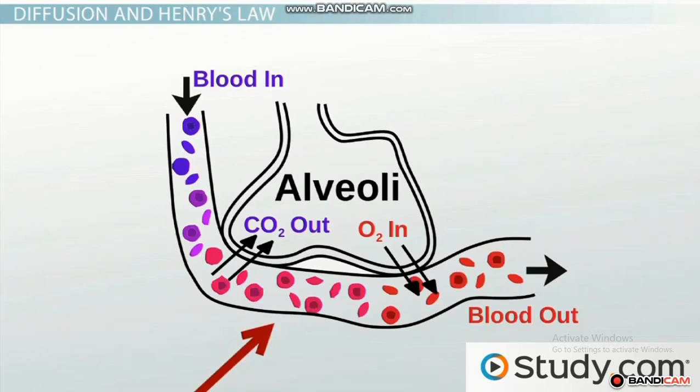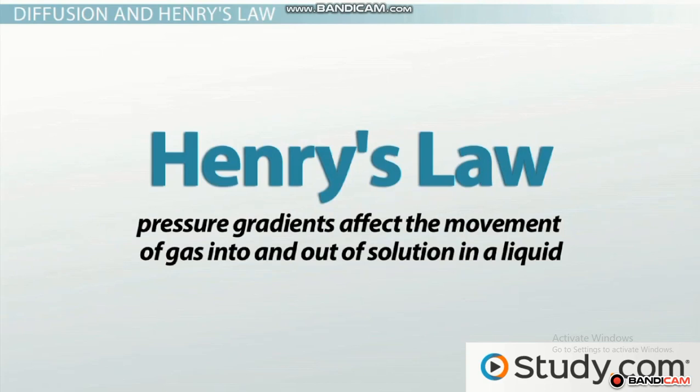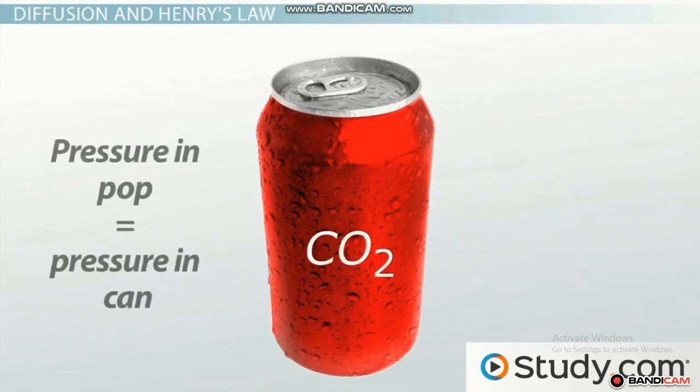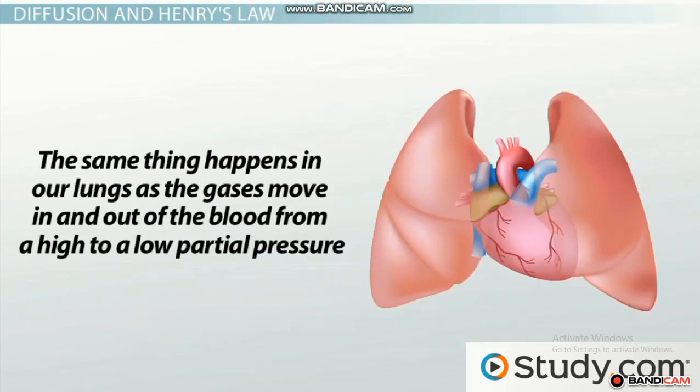Let's take a look at Henry's law. Henry's law tells us that pressure gradients affect the movement of gas into and out of a solution in a liquid. For example, carbon dioxide is added to soda pop under high pressure. As long as the can is closed, the carbon dioxide stays in the pop as the pressure in the pop is equal to the pressure in the can. Now when the can is open, the pressure in the can decreases, and carbon dioxide leaves the pop and enters the air. Well, the same thing happens in the lungs as the gases move in and out of the blood from a high to a low partial pressure.